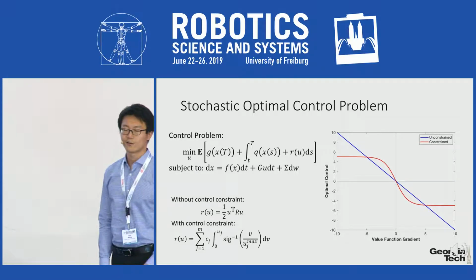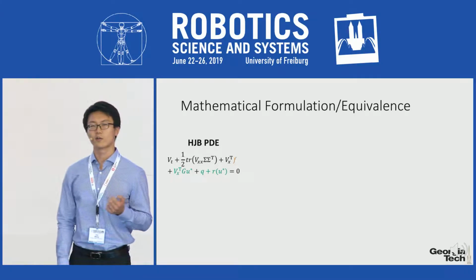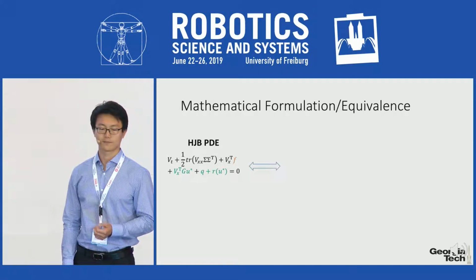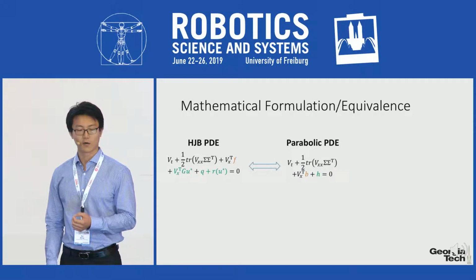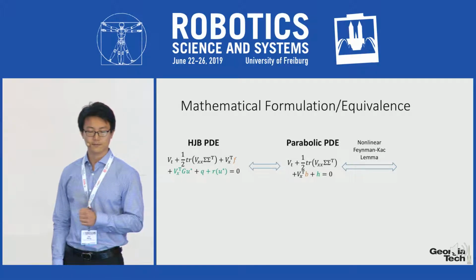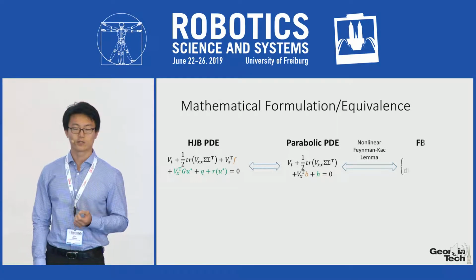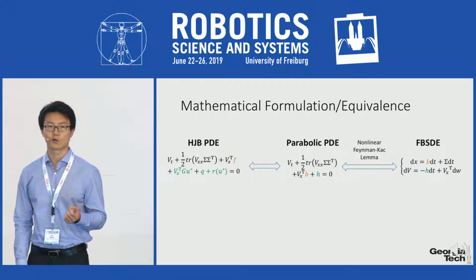Now let's go through the derivation with the flowchart. Given the HJB PDE, we can first rewrite it as a parabolic PDE. Then, applying the nonlinear Feynman-Kac lemma, we can turn this parabolic PDE into the FBSDE, where the backward process corresponds to the value function, and the forward process corresponds to the uncontrolled dynamics.